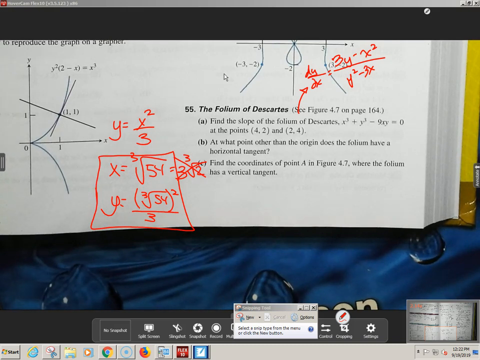Then letter C, find the coordinates of a point A in figure 4.7 where the folium has a vertical tangent. We would go ahead and take our denominator, right? We would make y squared minus 3x all equal to 0. Once again, no greatest common factors to be wary of, so we could go ahead and solve. But in my head, isn't it a lot easier in this one to solve for x this time? So we get y squared over 3. And we could go ahead and plug and chug. But I'm pretty sure, isn't it also 0, 0?